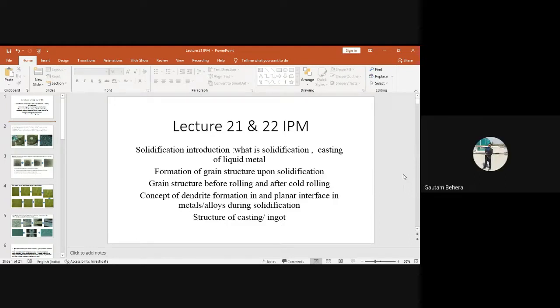So this is lecture number 21 and 22 of Introduction to Physical Metallurgy class. Today's topic is completely a new topic where we'll discuss solidification. And solidification itself is a one semester course, right? But in this Introduction to Physical Metallurgy, we'll come across only some important points.